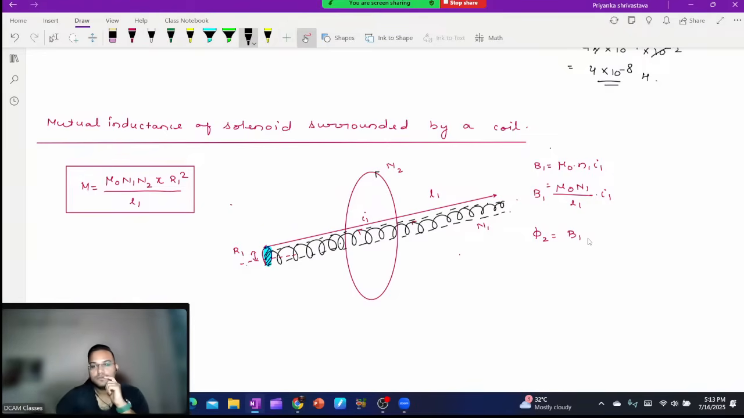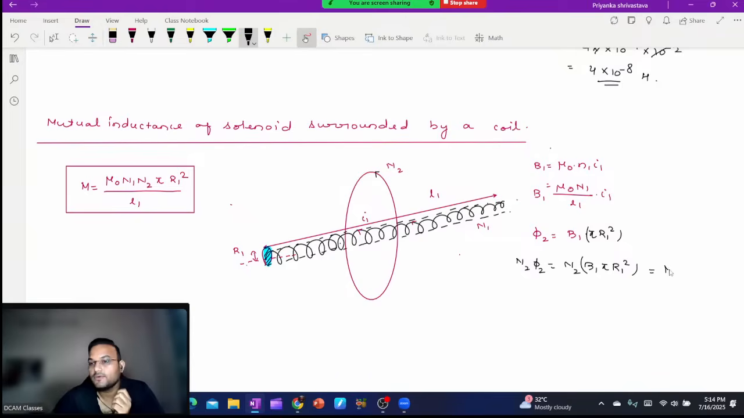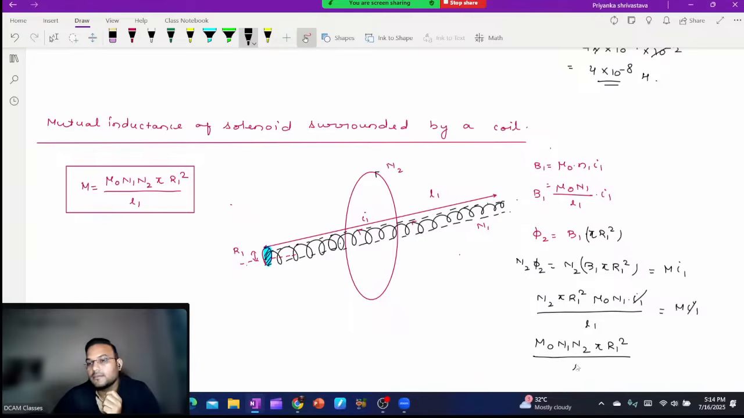So flux phi 2 will be equal to B1 into its area, pi R1 square. Because N2 also you multiply, N2 into phi 2 will be equal to N2 into B1 into pi R1 square, and this will be equal to M into I1. So N2 into pi R1 square into B1, which is mu naught N1 I1 by L1, is equal to M I1. So I1 gets cancelled: mu naught N1 N2 pi R1 square by L1. This is your mutual inductance.